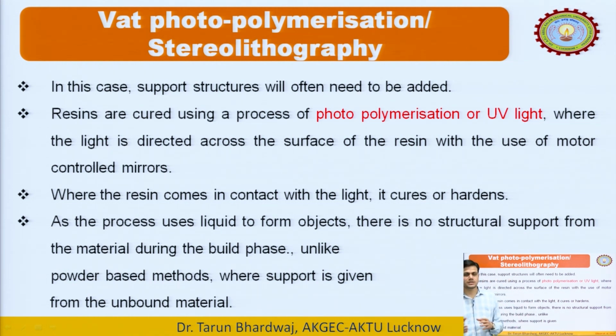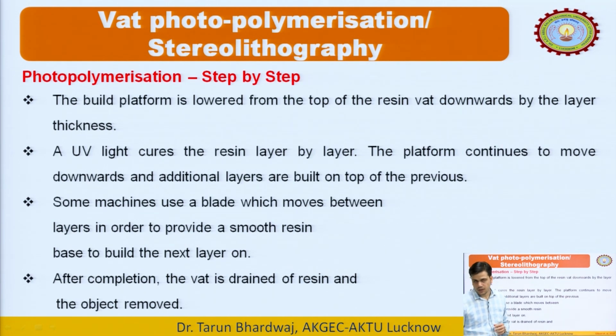OK, so it is now in the vat photopolymerization and stereolithography. So this is basically the step by step process, how it happens. So the build platform is lowered on the top of the resin, downward by the layer thickness, and the UV light cures the resin layer by layer, and the platform continues to move downward and additional layers are built on the top of the previous one.